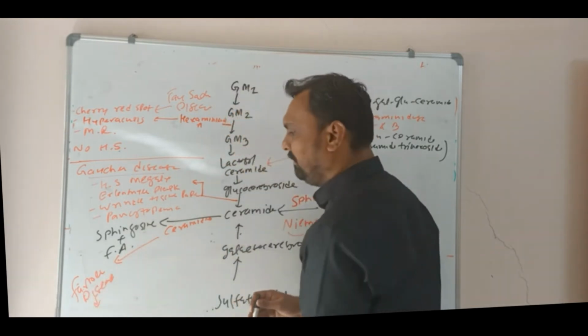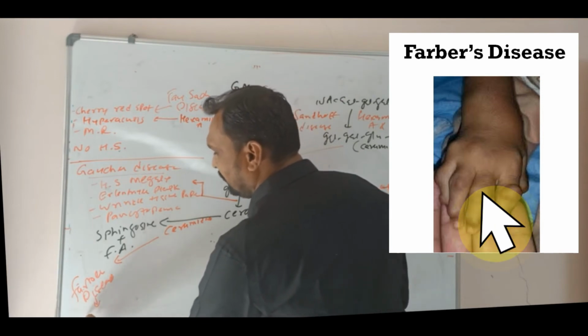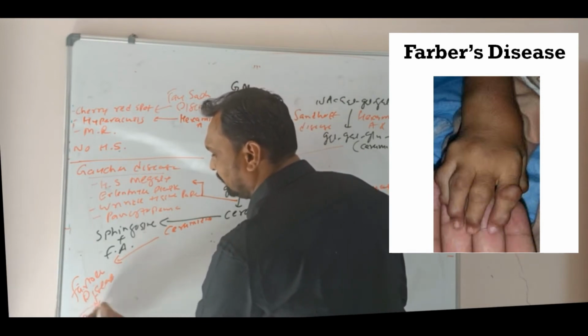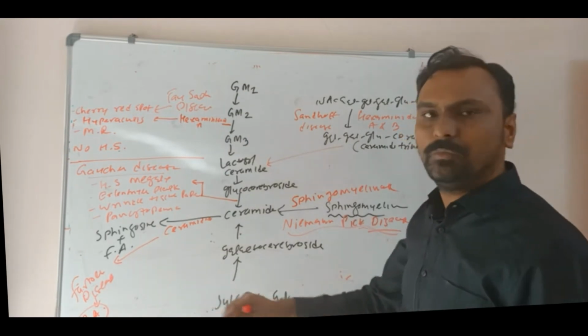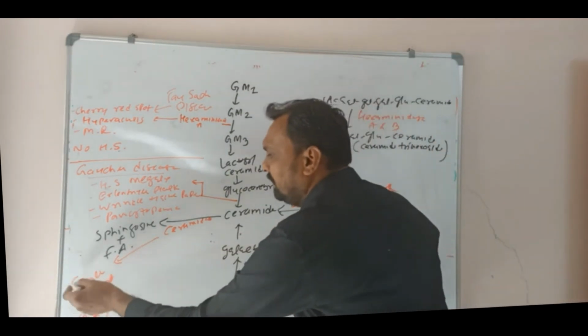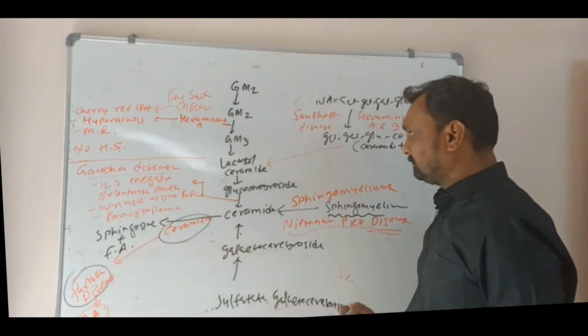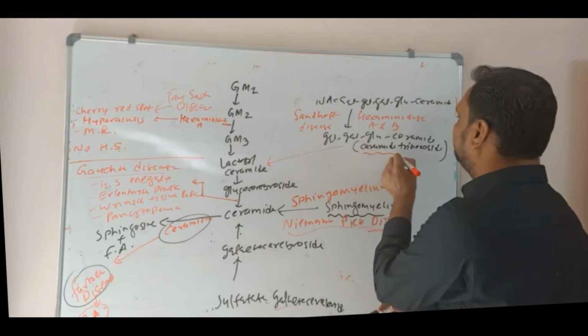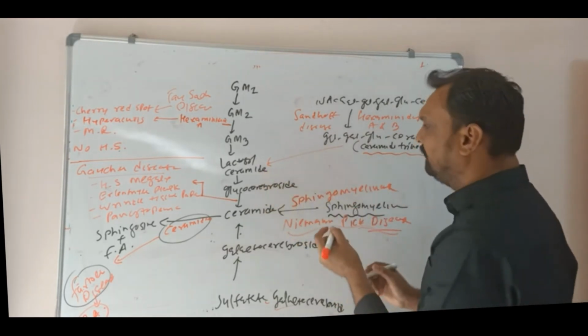And in here there will be painful nodules in the wrist joint. Okay, and features are just like rheumatoid arthritis. So this is frequently asked: which lipid storage disorder has features like rheumatoid arthritis? So your answer should be Farber disease, enzyme deficient is ceramidase. Okay. Now this ceramide trihexoside is converted to lactosyl ceramide.